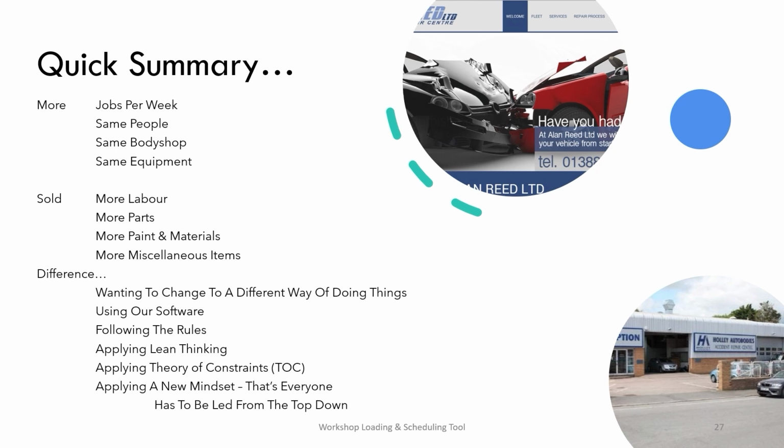More jobs per week, same people, same body shop, same equipment, sold more labor, more parts, more paint and materials, more miscellaneous items. Difference: wanting to change to a different way of doing things. Using our software, following the rules. Applying lean thinking. Applying theory of constraints, TOC. Applying a new mindset. That's everyone. Has to be led from the top down.